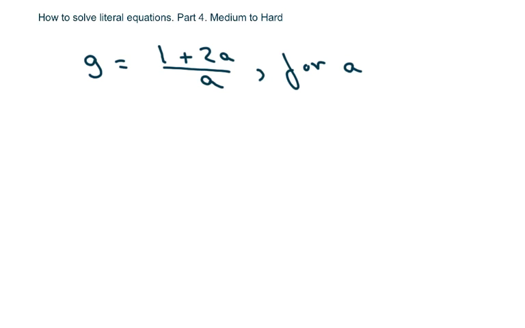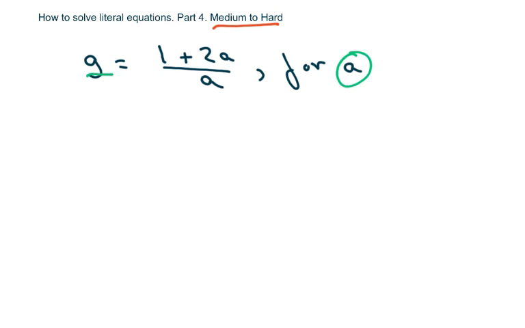Hi everyone, this is a continuation of how to solve literal equations, part 4, medium to hard. These are almost exactly like part 3, but a little different. So this is for extra practice basically. What we want to do is solve for a.